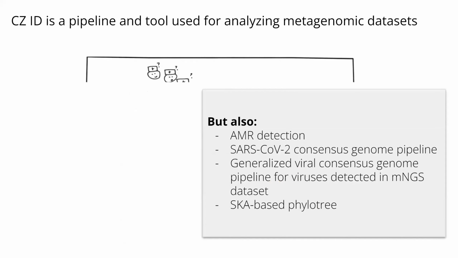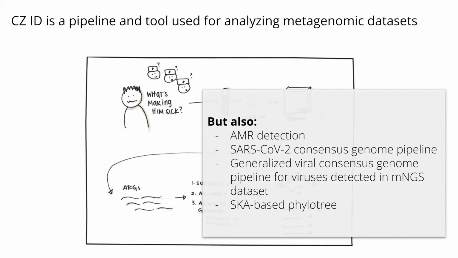Not only do we have this metagenomic module, but we also do antimicrobial resistance detection. We have a module for generating SARS-CoV-2 consensus genomes, a generalized viral consensus genome pipeline that you could kick off right from your metagenomic data set, and a SKA-based phylo tree. So you could take your analysis downstream of just metagenomic findings.